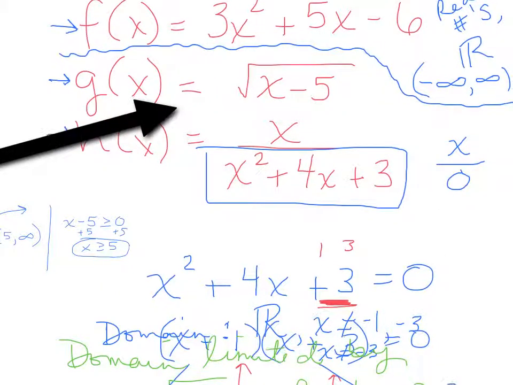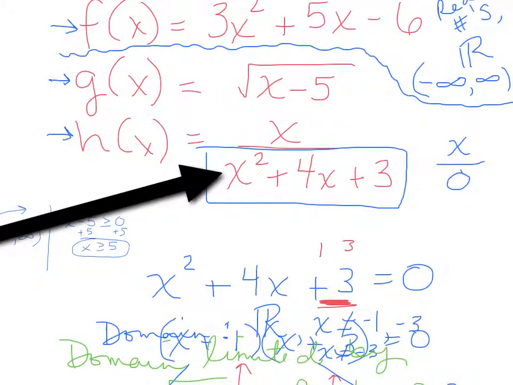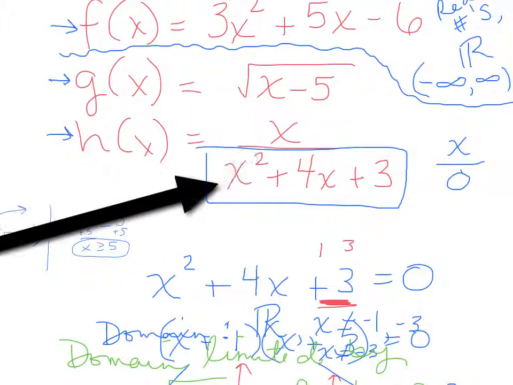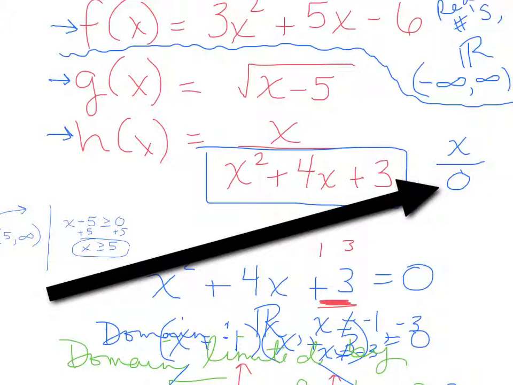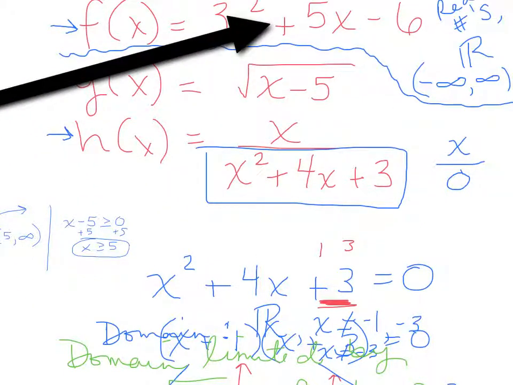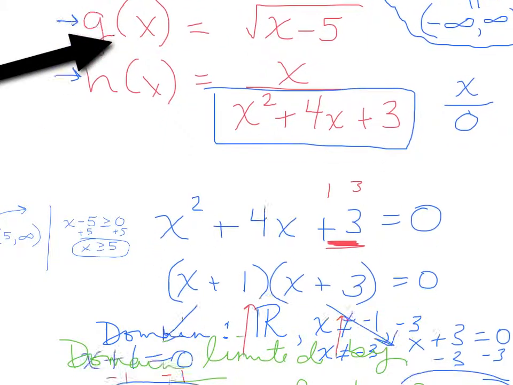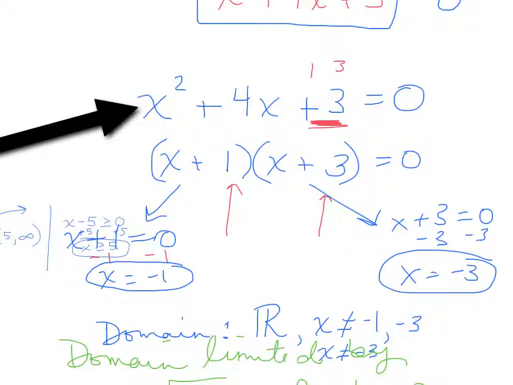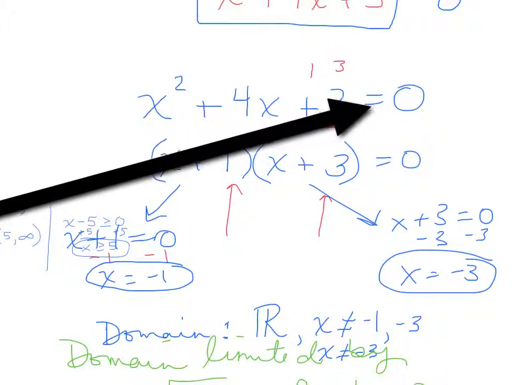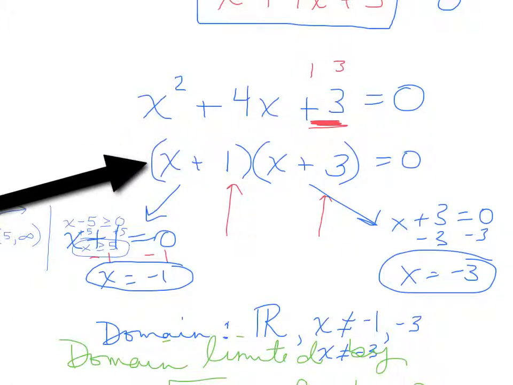Then we had the last one. We had the fraction. That's the one that might be most difficult. So the problem with a rational expression, a fraction, is that you cannot have a 0 in the denominator. So we had to find out what might make 0 in the denominator. So we took what was in the denominator, the x squared plus 4x plus 3, we set it equal to 0, and we started solving it.